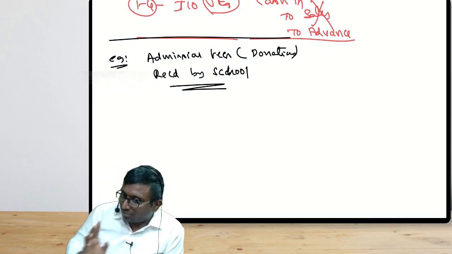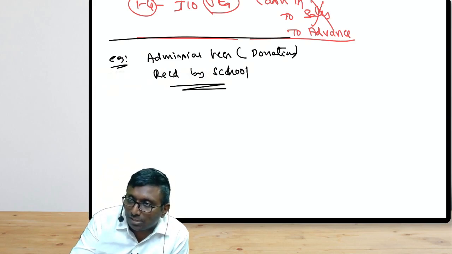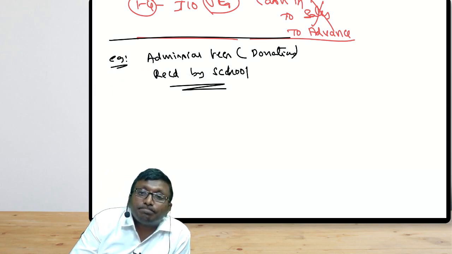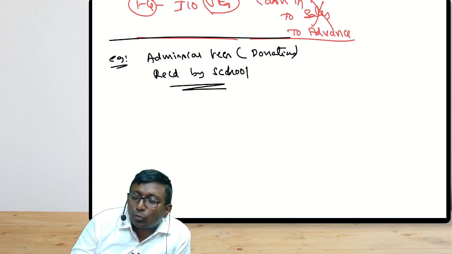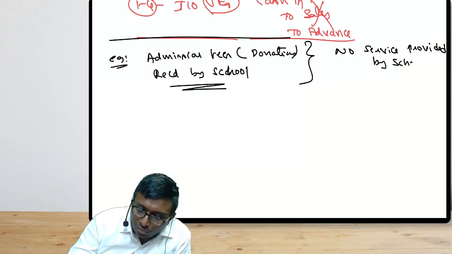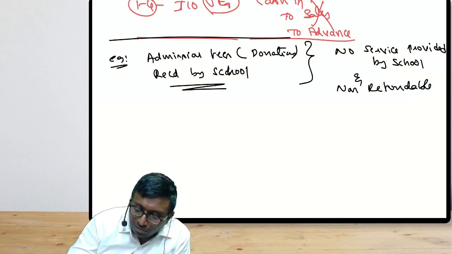That is different, always different. Annual fees is different. Admission fees is different. Donation is a fund, maintenance or something. Here actually there is no service provided by the school. Correct, no service is provided by the school. And it is non-refundable. So since it is non-refundable, correct.